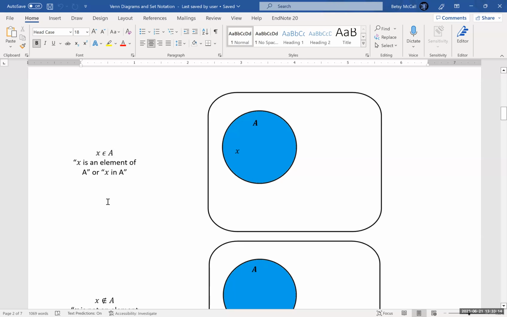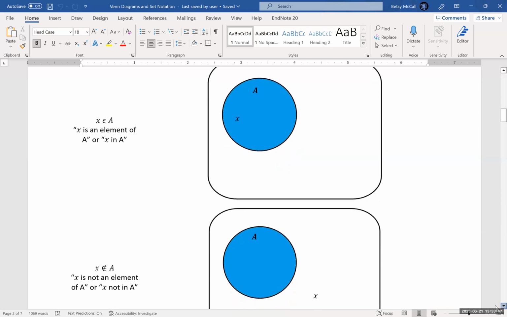Now, if you are talking about elements inside of a set, then we use this epsilon character to represent in. This is sometimes read as an element of, but sometimes, math people being lazy, we usually just read this as X in A. So X is an element of A means it's something inside set A. So if A is the set of all Americans, then X is a particular American.